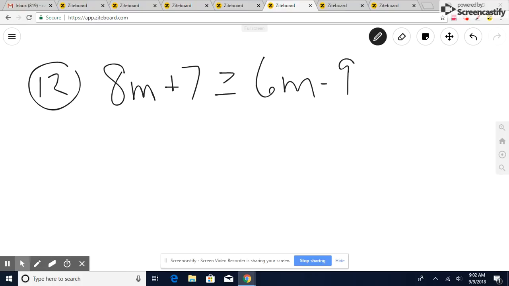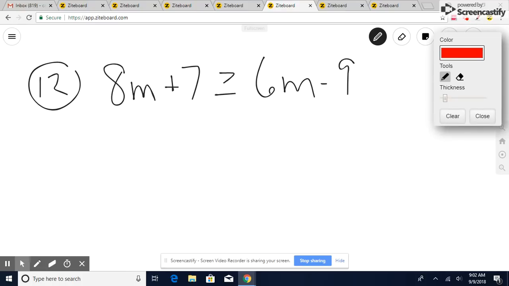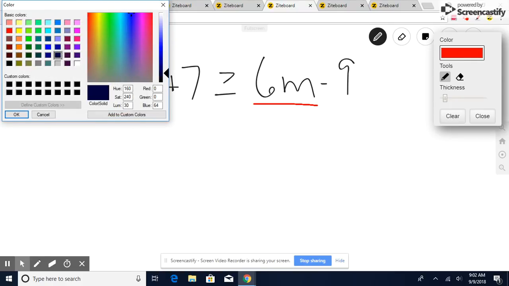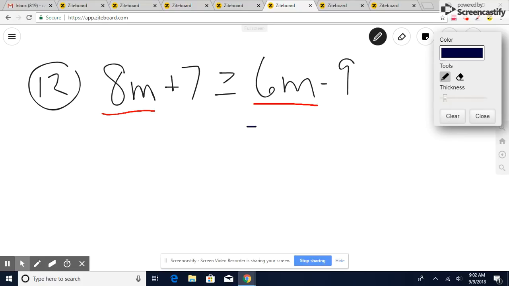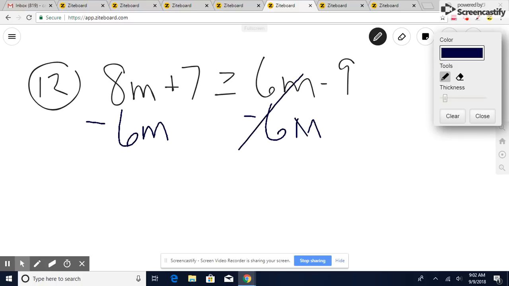Number 12. And so once again, we got 8M, 6M. Variables on both sides. So when we have variables on both sides, one of those has to move. So I'm going to move this. So I'm going to minus 6M. Minus 6M. That cancels. 8 minus 6, I get 2M. Bring down what I haven't used.